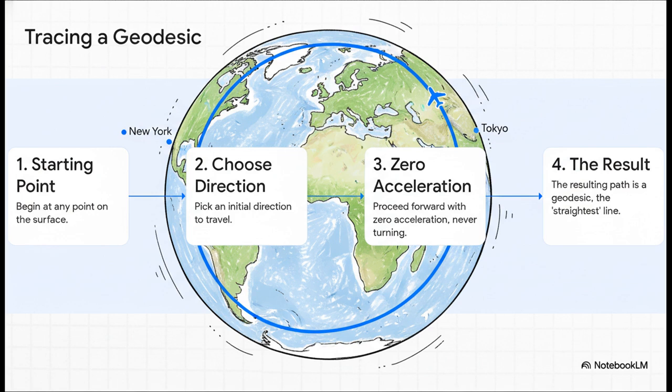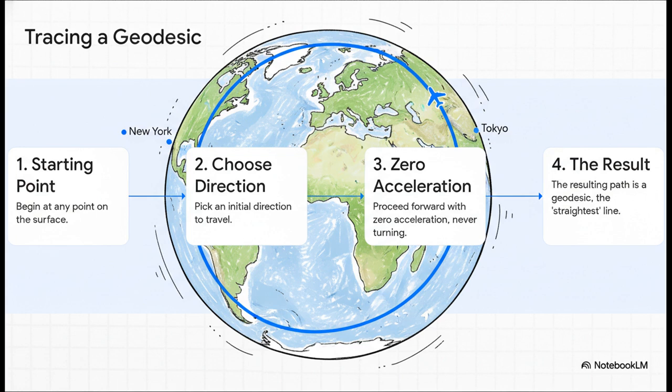Imagine you're our explorer, and you're standing on a sphere. You pick a spot, you choose a direction, and you just start walking. The only rule is, don't turn the steering wheel. Just go straight. What path do you trace? Well, you'd end up walking along what's called a great circle. This is the biggest circle you can draw on a sphere.